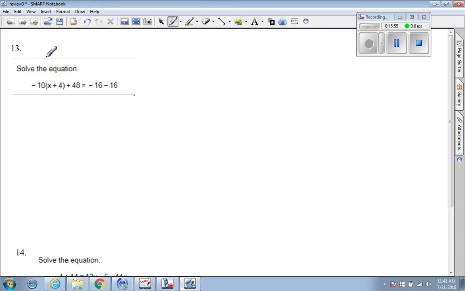13 is just a straight up solve the equation, so I'm going to cruise through that as if you're comfortable. So negative 10x minus 40 plus 48 equals, and on this side of the playing field we can just combine those like terms. That's going to make negative 32.